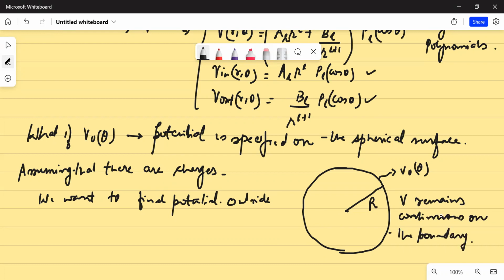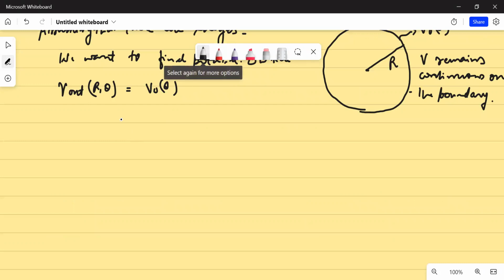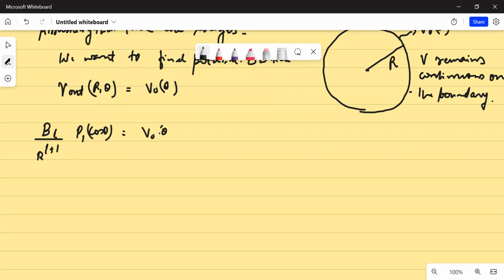If this is the case, then V outside at r comma theta should be equal to V naught theta. By continuity, my potential outside as r tends to capital R should be equal to V naught theta. Then B_L upon R raised to power L plus 1 times P_L cos theta should be equal to V naught theta.